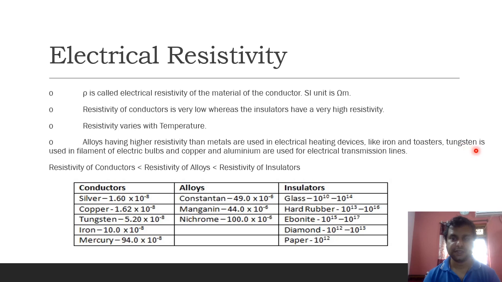Tungsten is used in the filament of electric bulbs, and that's the fine filament that you can see in the bulb. And aluminium is used for electrical transmission lines. And here you have some of the conductors, alloys and insulators, and this would be their resistivity values. So we stop over here.